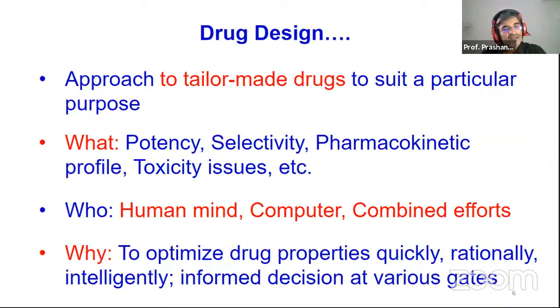And computer, at least for the next few decades, will not be able to supersede the human mind, at least in this aspect. Although people try to claim, you'll see probably some news where artificial intelligence, machine learning, deep learning techniques have come up with a drug. But these are just news headlines. I don't believe in that, at least not at this point of time. Maybe 50 years down the line it may be possible, but till then, it's the human mind. And then why design drugs? Of course, to optimize drug properties quickly, rationally, intelligently.